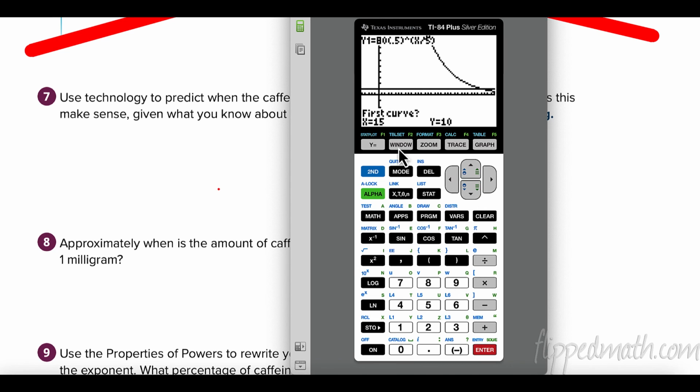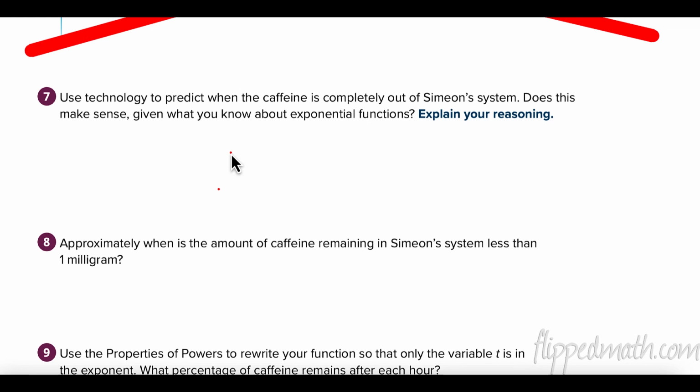Where do they intersect? There's the first curve, second curve, and they intersect at 31.6. So approximately when are they going to be the same? At about 31.6 hours, there will be 1 milligram of caffeine left in his system, all right?